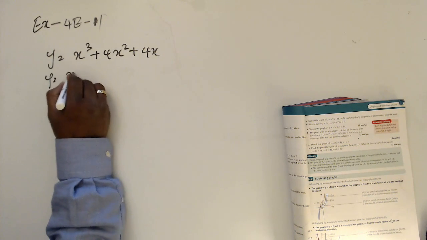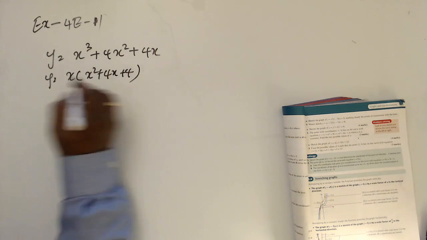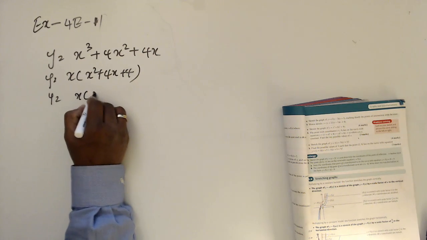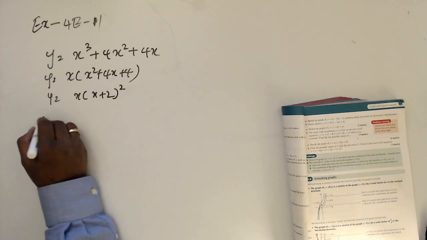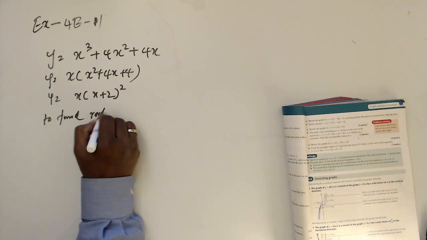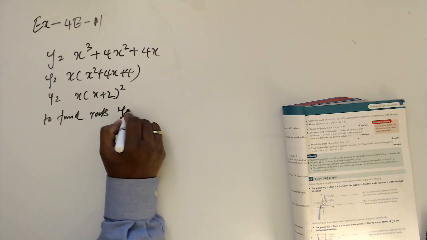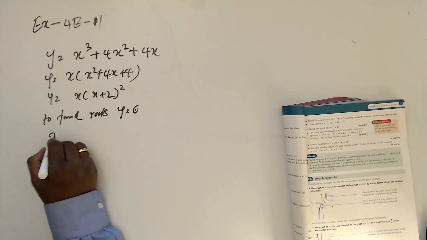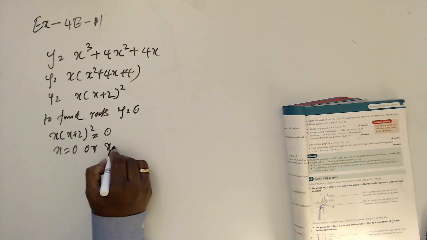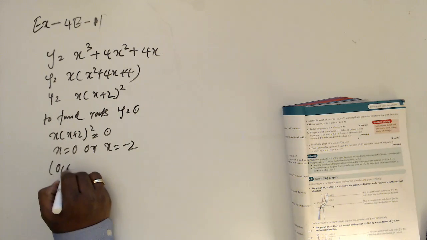y equals x times (x squared plus 4x plus 4), which is y equals x times (x plus 2) squared. Find roots. y equals 0, so x times (x plus 2) squared equals 0. x equals 0 or x equals minus 2. So (0, 0) or (minus 2, 0).